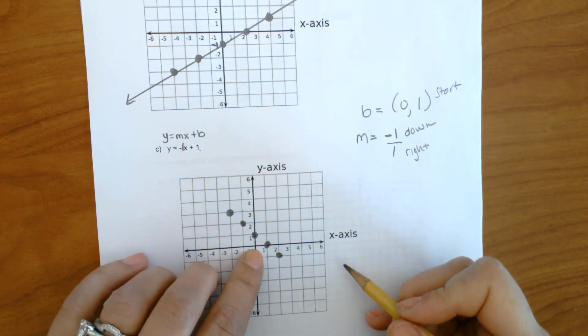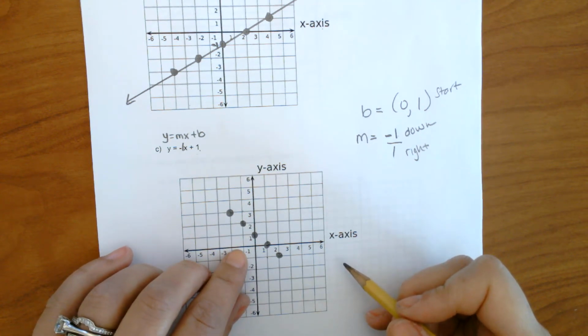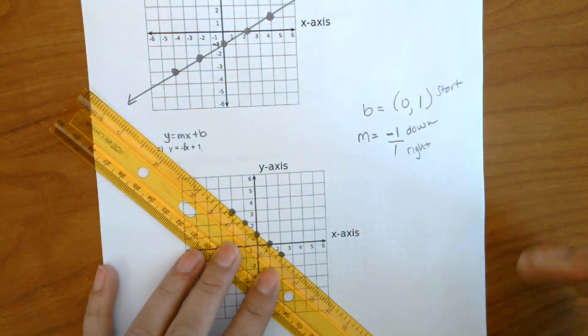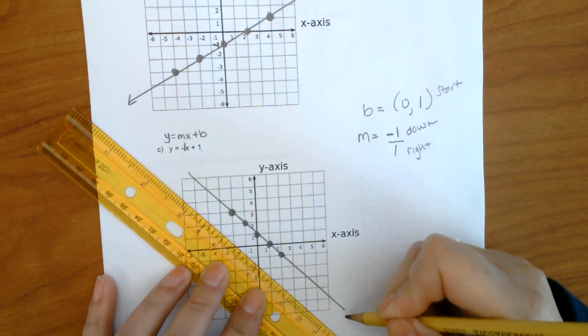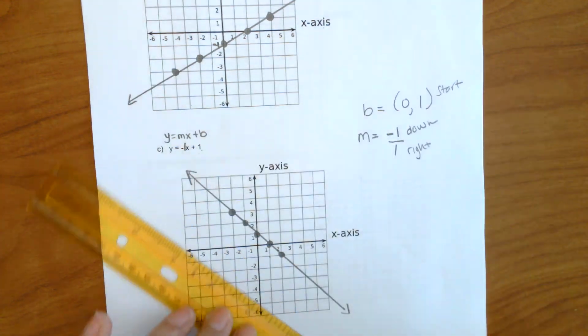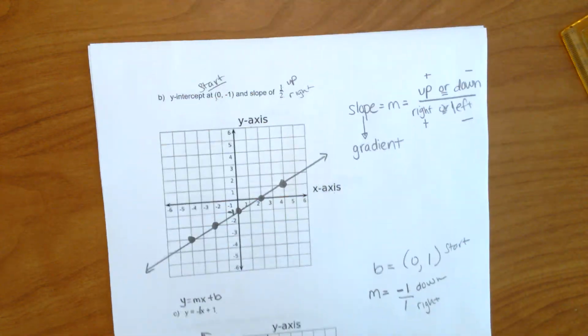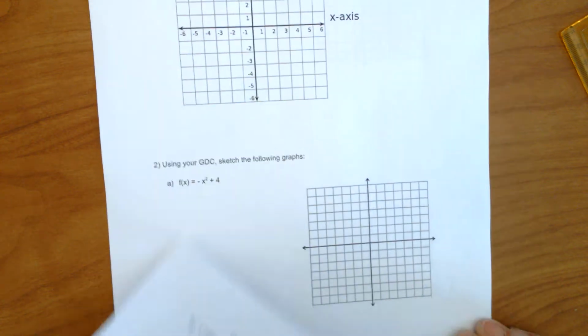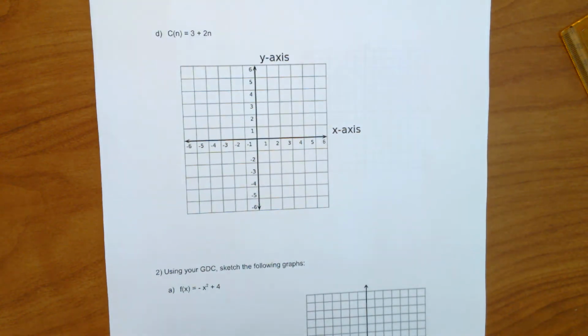If you went here and then you went down 1, left 1, you're not going to get a nice straight line, and that's what we're looking for. And then we're going to take our ruler, draw a nice line, and we are going to put some arrows on them. Okay, there we go. Let's go to our next page.